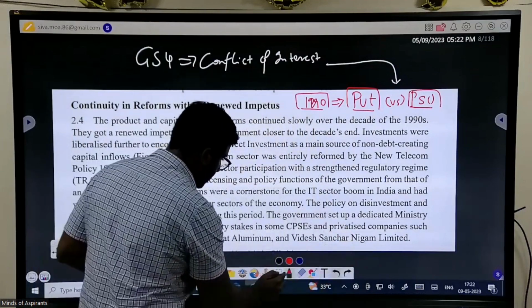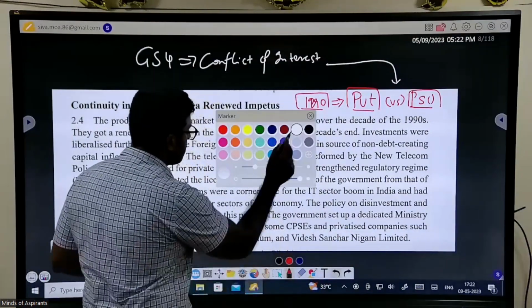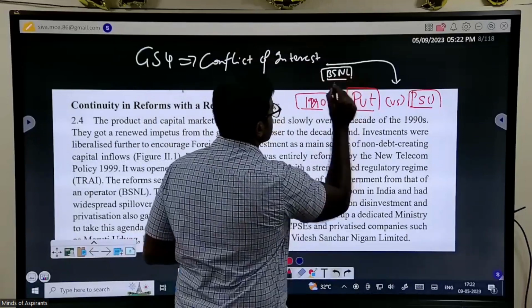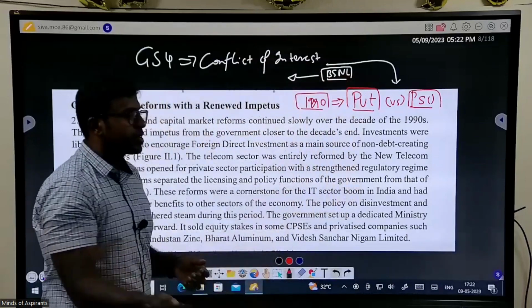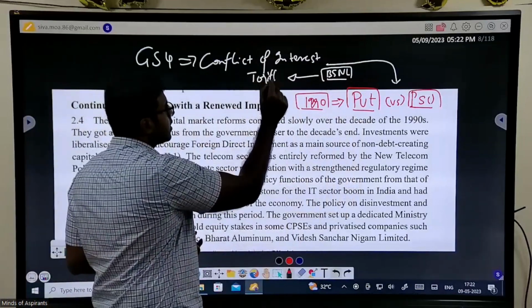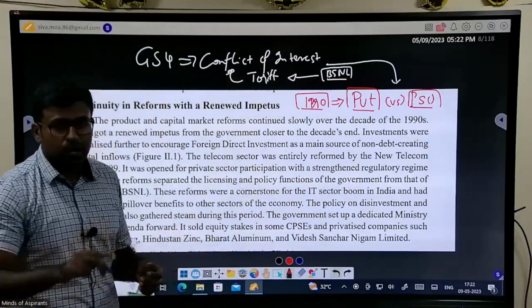So, for example, BSNL is there. BSNL is your organization. So, if you fix the amount of tariff, isn't it a conflict of interest? This is what conflict of interest is.